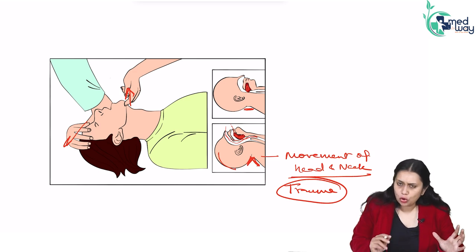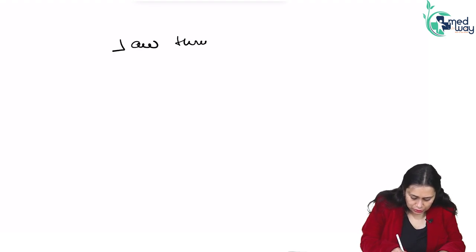So when a trauma patient comes to us with obstruction, this is not the first maneuver which we practice, because this causes movement of head and neck. In that, what we want to practice is jaw thrust. So the second maneuver which I will talk about is jaw thrust.